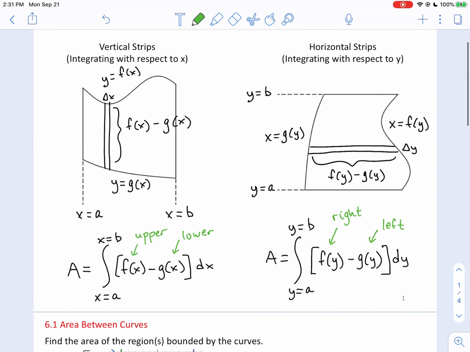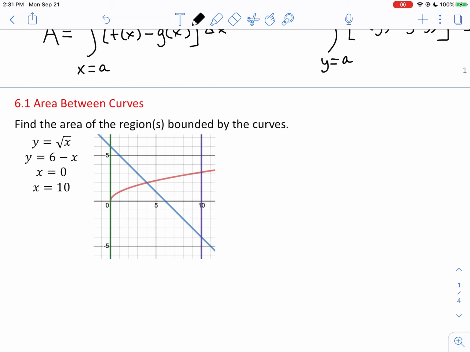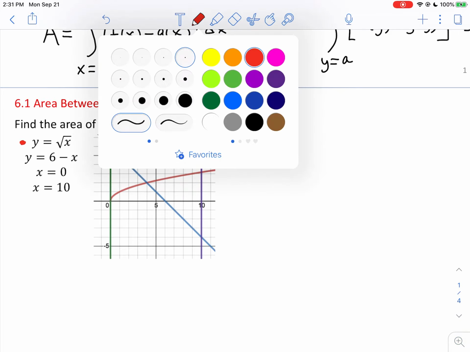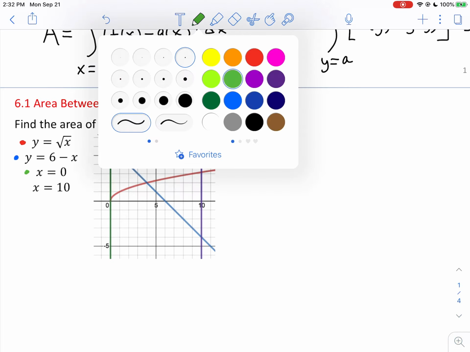Okay, let's put this information to use. Find the area of the region or regions bounded by the curves. Now there are 4 curves listed here. So we've got the red curve is the first one. The blue curve is the line 6 minus x. The vertical line, x equals 0, is this green line. And then x equals 10 is the purple.